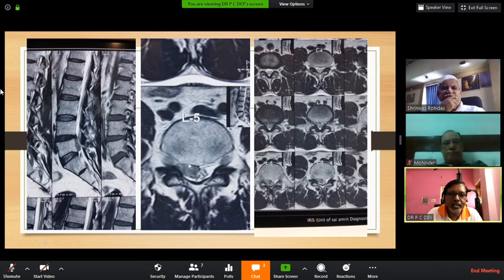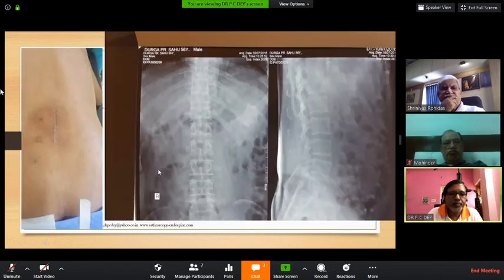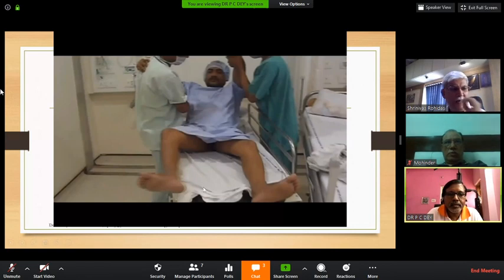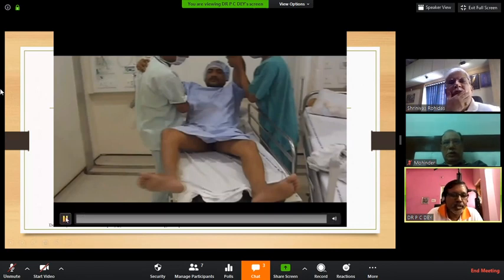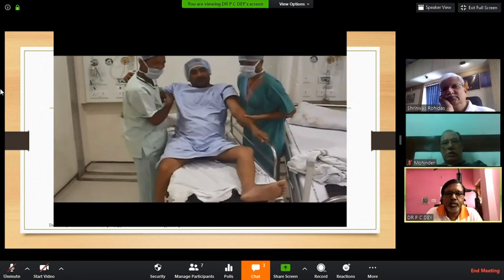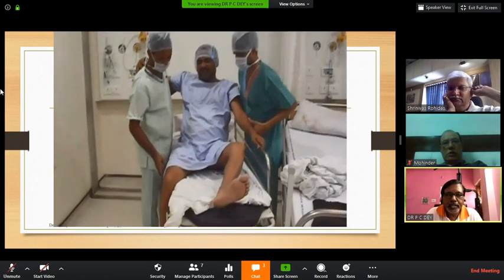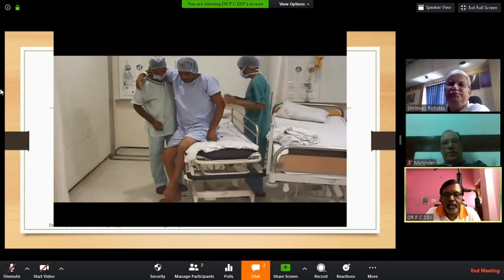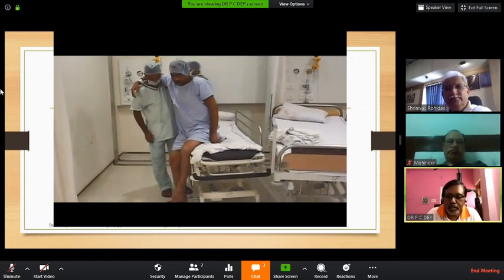This is a right-sided disc. The surgery was done somewhere else, outside Orissa. It was a microscopic surgery, and I think they did a total laminectomy. You can see the laminectomy on the X-ray here. This is the situation of the patient about 7 to 8 months later when he presented to me, with this type of pain for only 7 days.